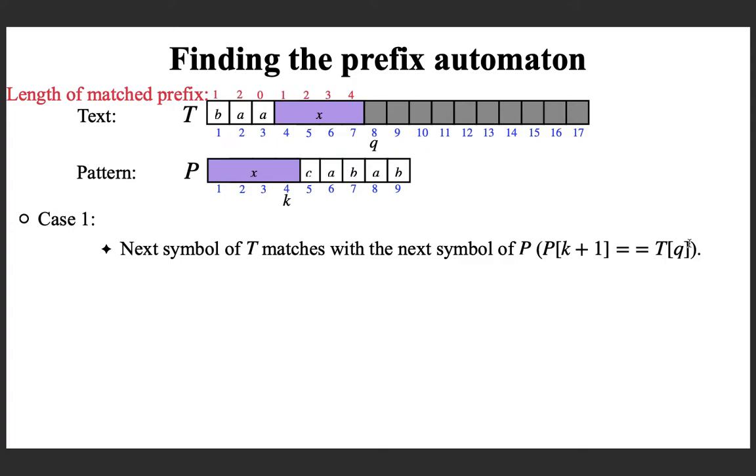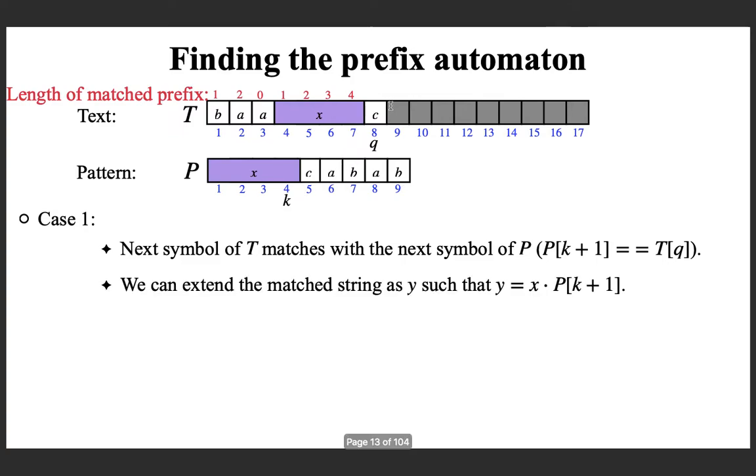That is case 1. In that case, what you can do? You can extend the matched string because the next symbols are also matching. For example, here they are matching. So, we can extend the matched string. Now it is X, you can extend it as Y. What is that? X followed by C. The new string will be Y, which is X followed by the next symbol in P. In this case, it is the same as the next symbol in T. So, this is how you will do when there is a match.